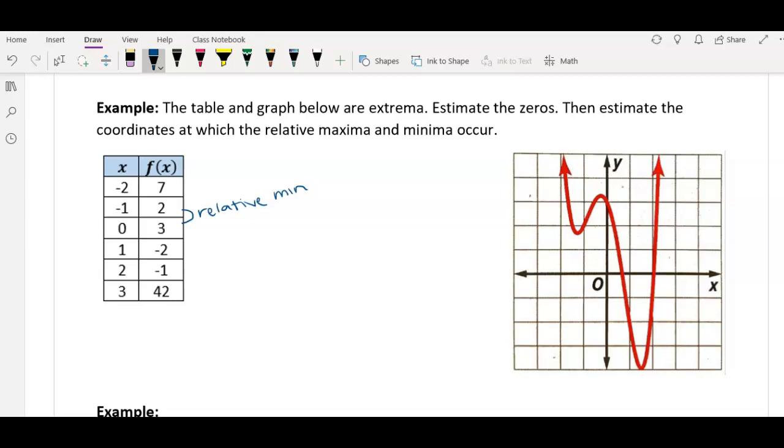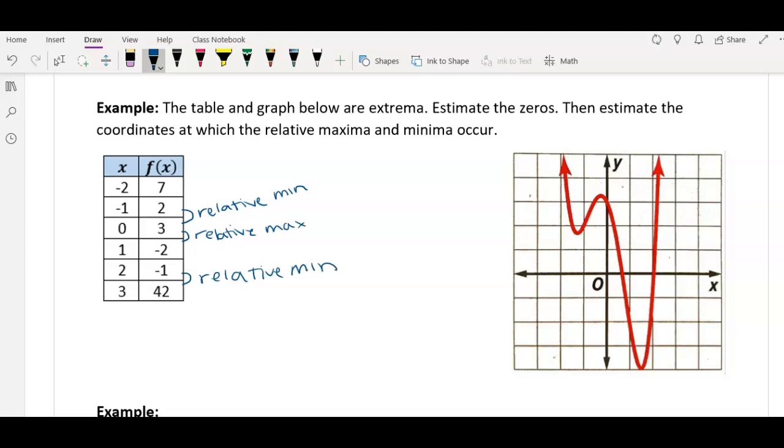And then from 3, we went to -2. So we're going back down, and because we went down, it forms a peak and becomes a relative max. And then we keep going down again. And if you notice, from -1 to 42, I went back up. And because I went back up, we have another relative min.